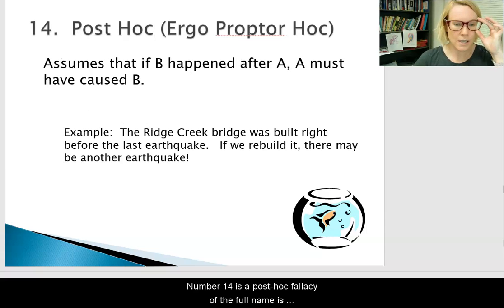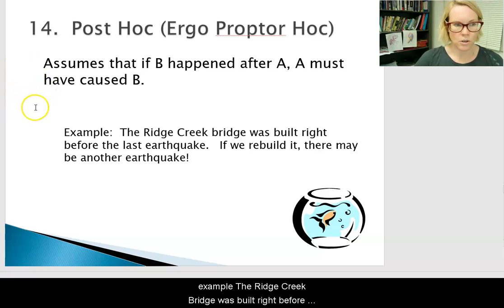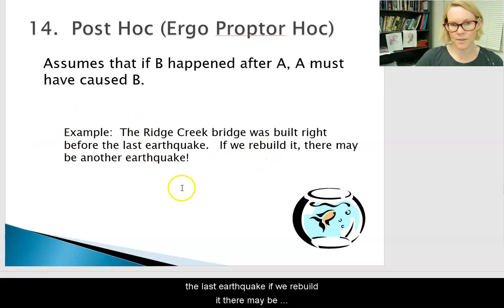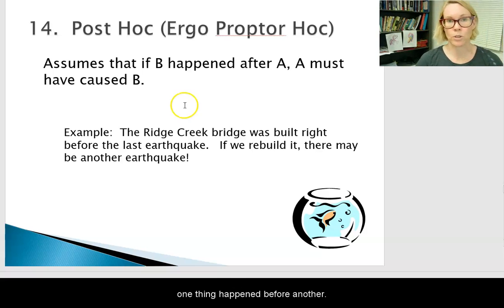Number 14 is a post hoc fallacy. Now the full name is post hoc ergo propter hoc, and that assumes that if B happened after A, A must have caused B. So here's an example. The Ridge Creek Bridge was built right before the last earthquake. If we rebuild it, there may be another earthquake, right? So this assumes if there's like a time relationship, that there's a causal relationship, when in fact there may be no relationship at all, other than one thing happened before another.